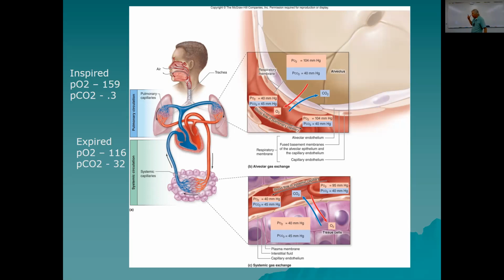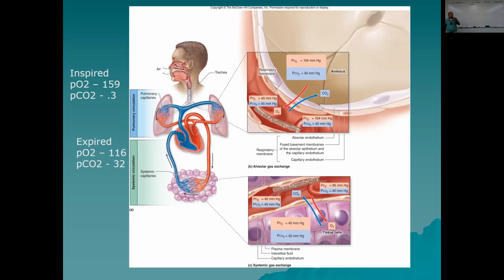But still, it's higher than the PO2 in the systemic tissues, which is 40 millimeters of mercury. So oxygen can come out of the blood into the interstitial fluid, into the cells of the systemic tissues. And the PCO2 in the systemic tissues, 45 millimeters of mercury, is higher than it is in the blood. So CO2 comes into the blood.